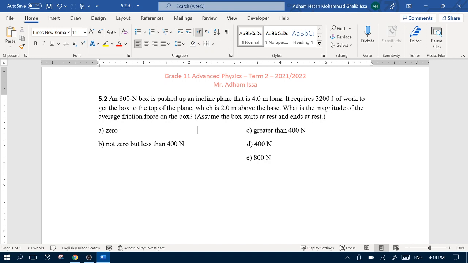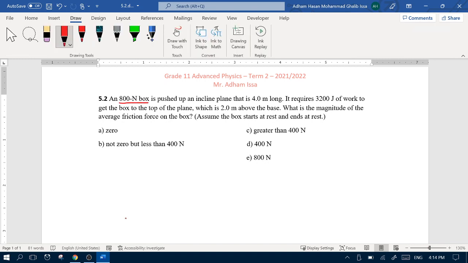It's on page 150 in chapter 5, kinetic energy, work and power. So the question states that an 800 Newton box is pushed up an inclined plane that is 4 meter long. If you take a look here, once you have something saying like this, 800 Newton box, he means this is the weight of the box. Okay, so this is the gravitational force, or the weight of the box. Usually we write it as W. It's really good to underline any information given to you in the question and write above it what it means, or what is the physical quantity that it represents.